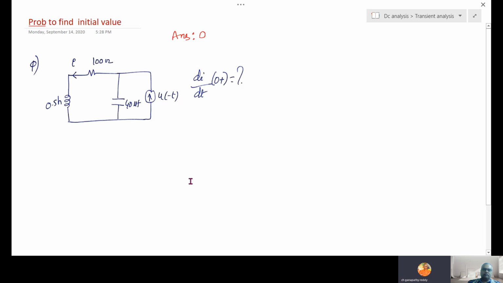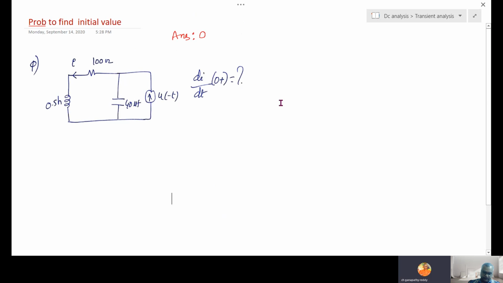So this is another problem, a little bit important and interesting. di by dt at 0 plus. I is already marked here. Here u of minus t is mentioned. u of minus t is a current source. Current source value is u of minus t. And resistor is there, inductor is there, capacitor is there. Here current I. Now it is asking di by dt at 0 plus.